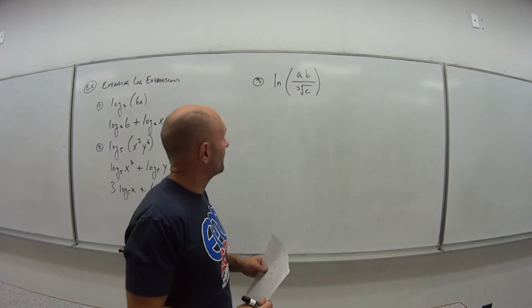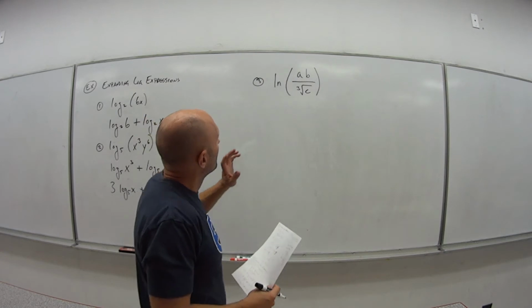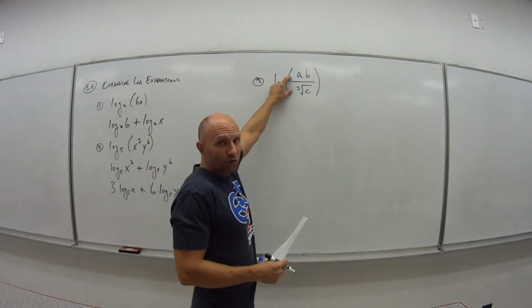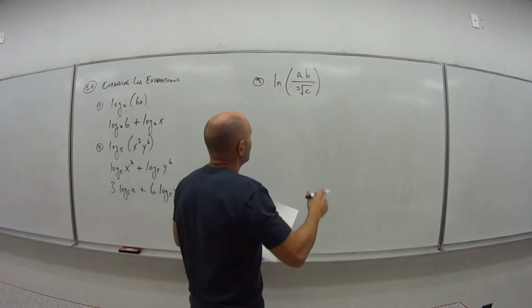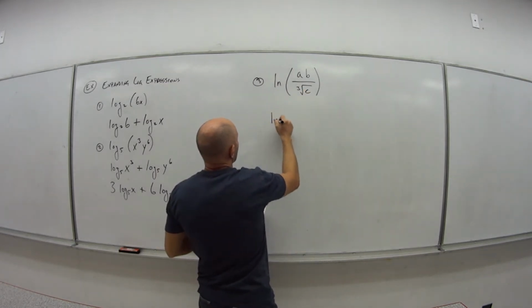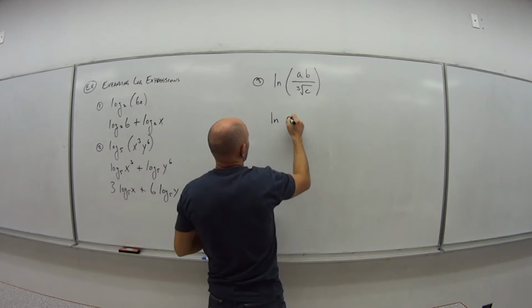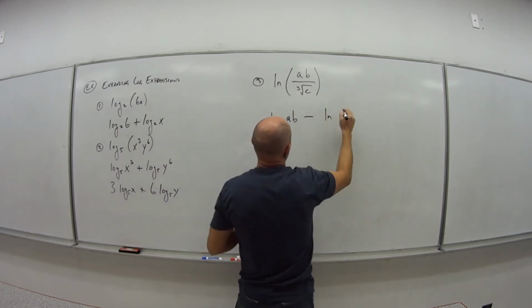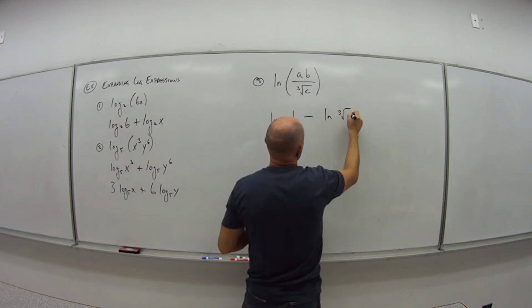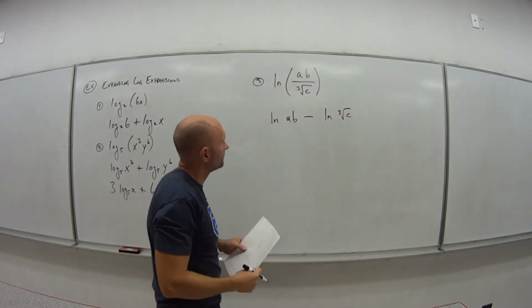All right, welcome back if you gave it a go. So we have what? First off, we have a fraction. So fraction with our second law is subtraction. So this is the same as the natural log of whatever's on the top, AB, minus the natural log of whatever's on the bottom, the cube root of c.